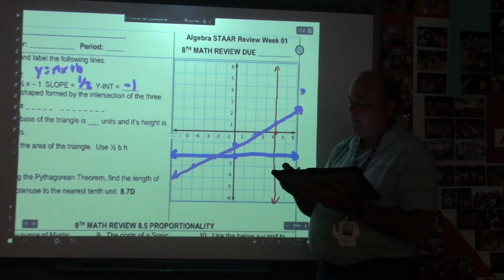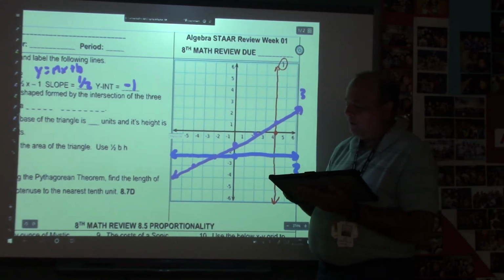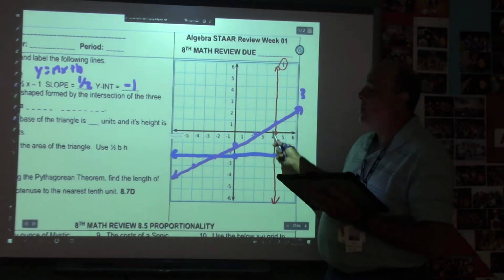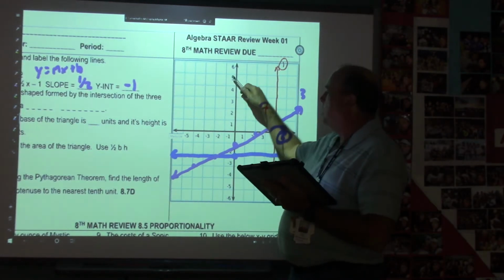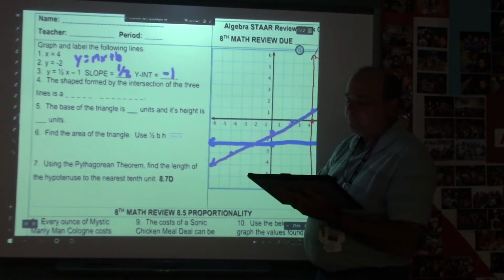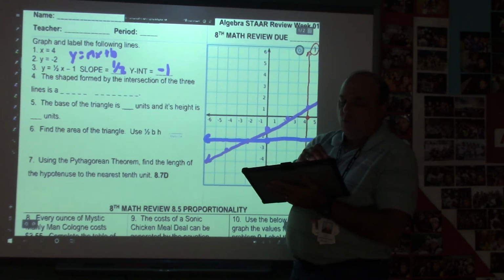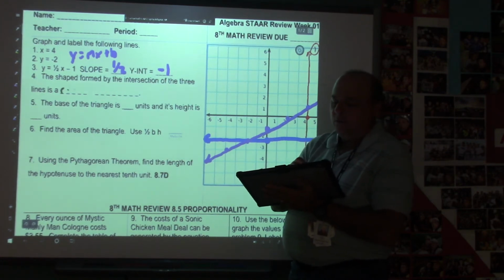This is actually line 3. This will be line 1, and the blue one would be line 2. So you want to label the lines. We're going to be drawing 3 lines on this, and it's going to make a triangle. Okay? The shape formed by the 3 lines is a right triangle. Sorry about my handwriting.